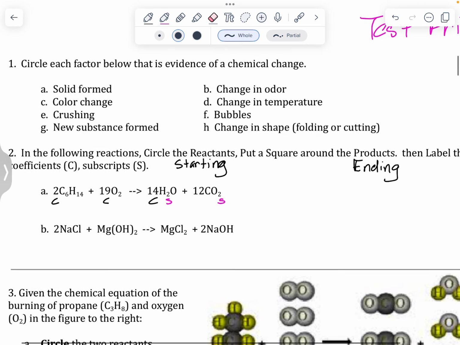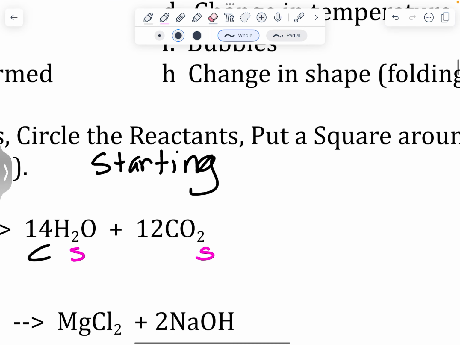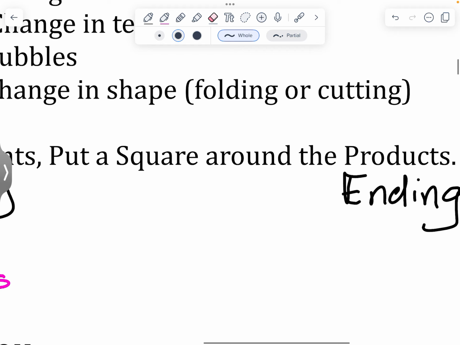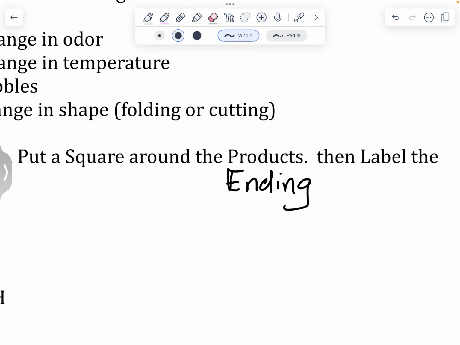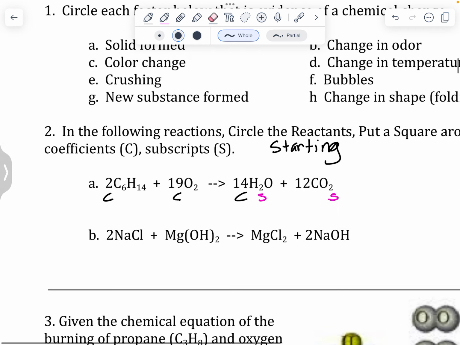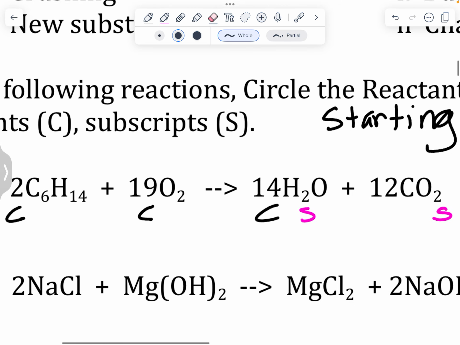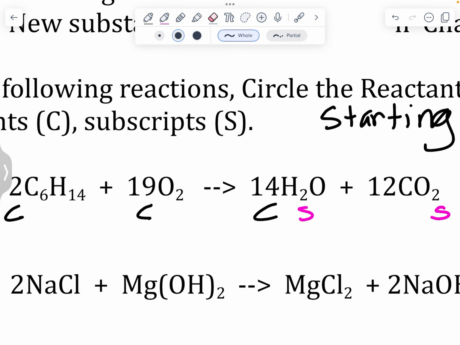Next, for number 2, circle the reactants. Keep in mind that's what you start with. Square the products. That's what you end with. Then label coefficients and subscripts. I have some coefficients labeled here, but not all. Coefficients are the large numbers out in front. Subscripts are the small numbers to the right of an element symbol.